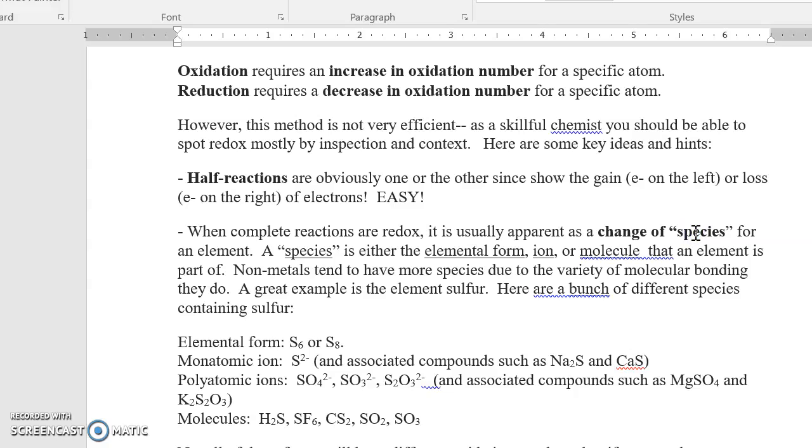And this is a word we've probably used before, species, but it's the form that a chemical is in, and it could be an elemental form, either an individual atom or maybe a diatomic molecule, or it could be an ion, or it could be a molecule where it's combined with other elements. And many elements appear in many, many different species. And in general, when the species changes, there's probably a change in oxidation number.